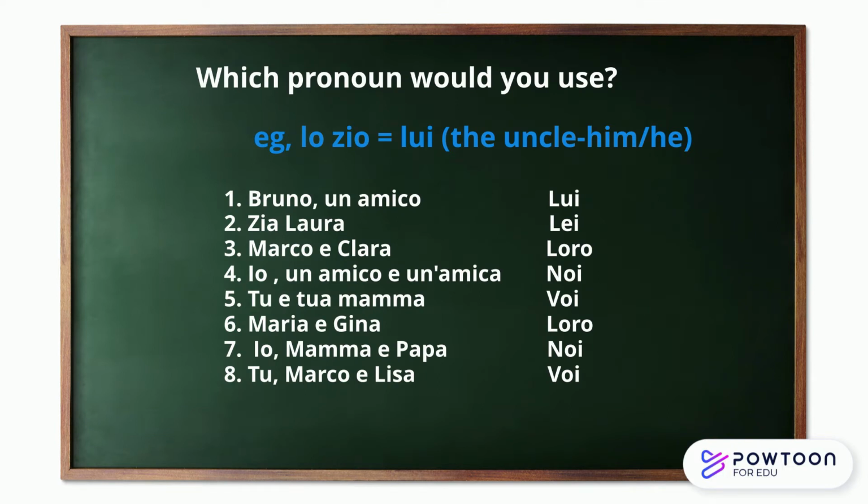Which pronoun would you use? For example, the uncle. It's he, so you would say lui. Okay, lo zio, the uncle, it's lui, it's him. Now, if it was Bruno, un amico, you would say lui. If it was zia Laura, it's her, so you would say lei. Marco and Clara, it's them, they, so you would say loro.